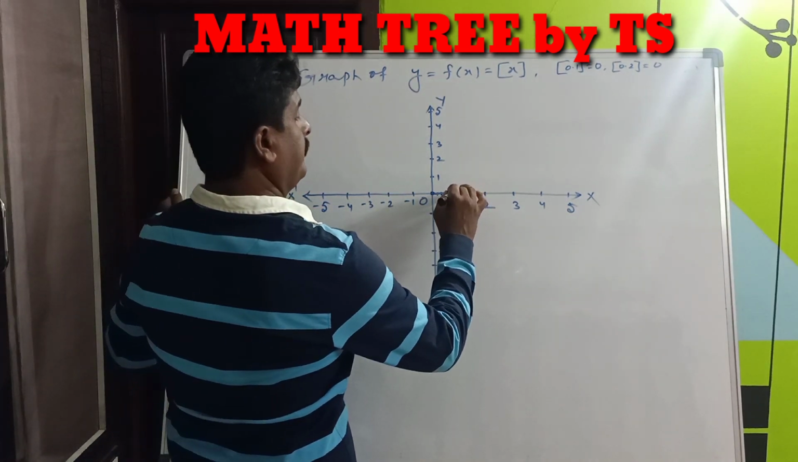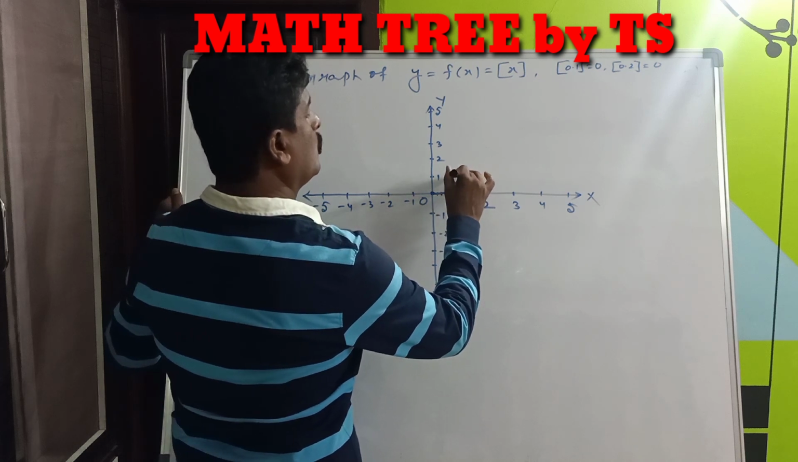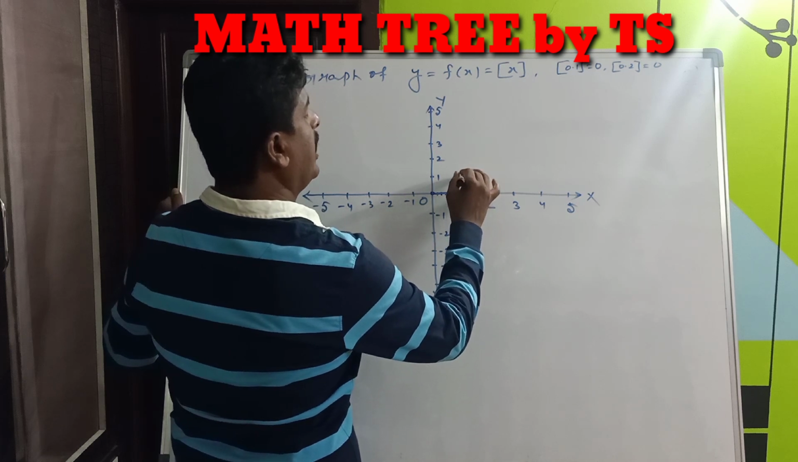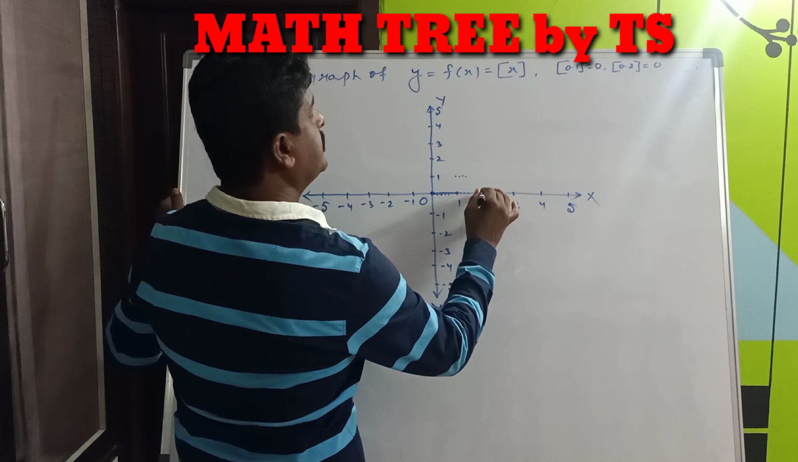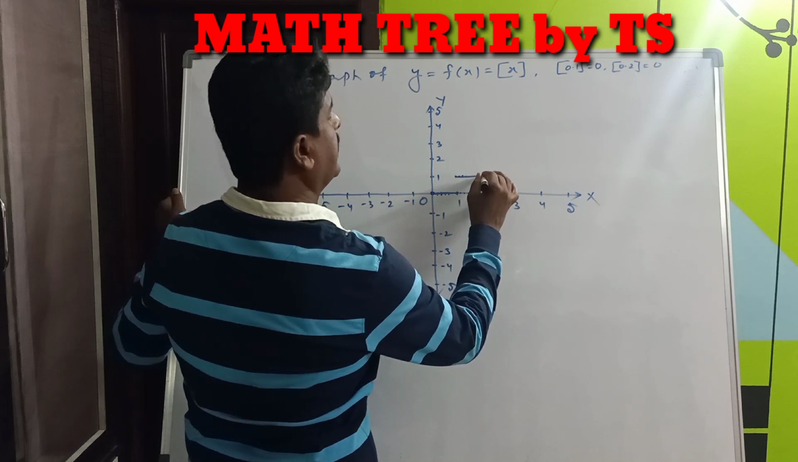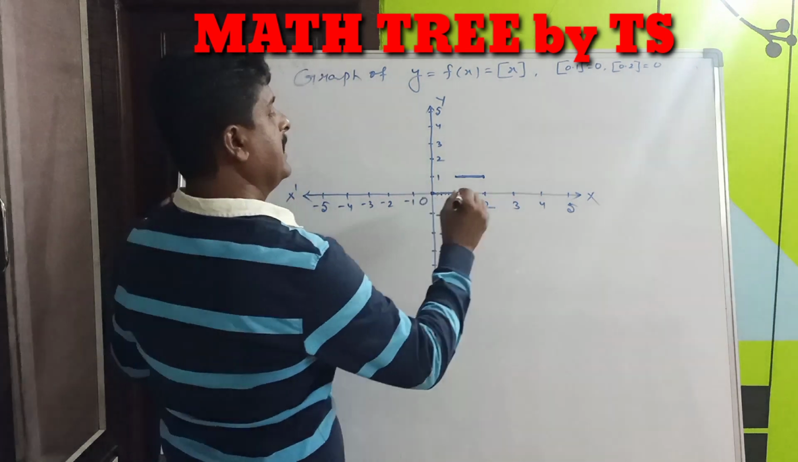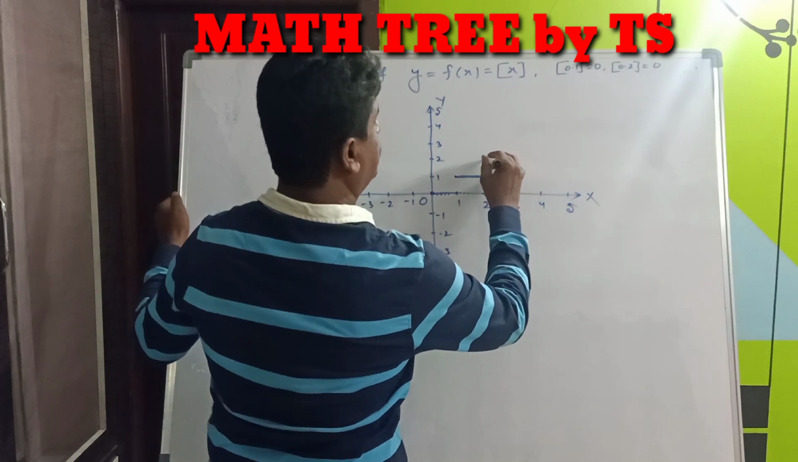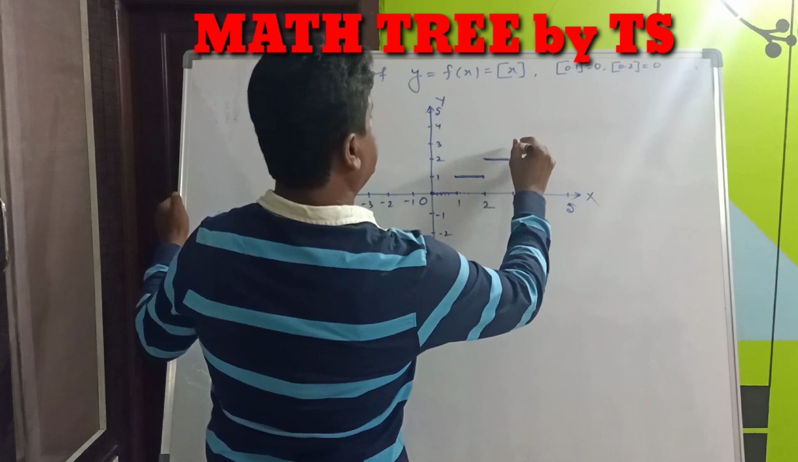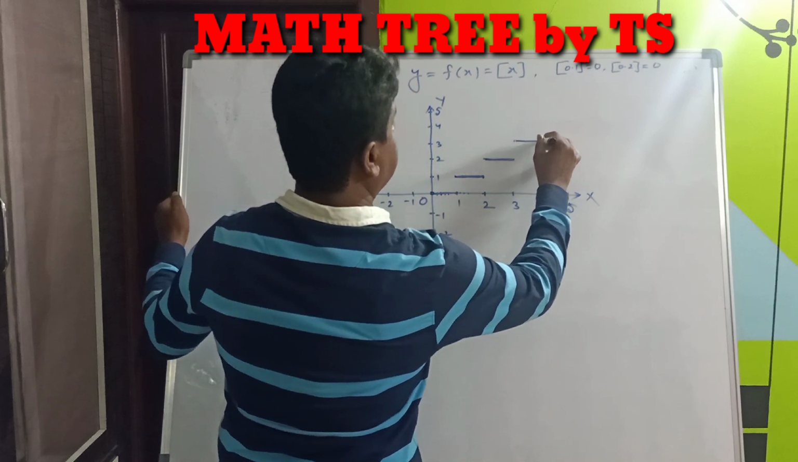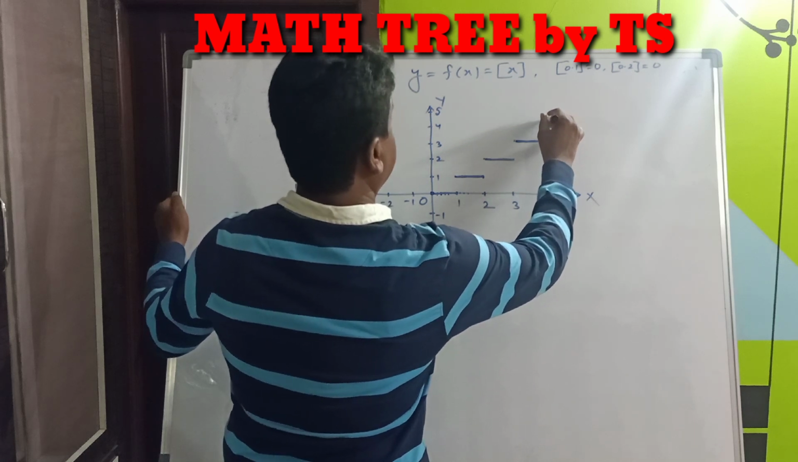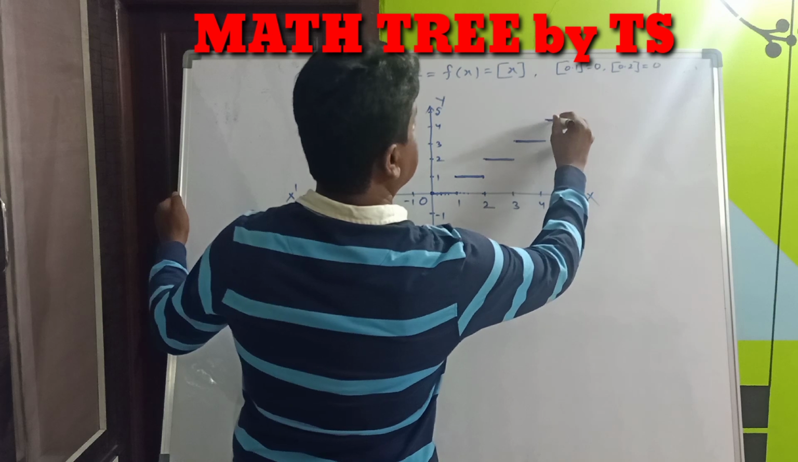Okay. At 1, step 1 immediately goes to 1. Step 1.1 is 1. Step 1.2 is 1. Step 1.3 is 1. Till step 1.99 something, the left side of 2, the graph is this. At 2 it immediately goes up. Till the left side of 3, this is the graph. At 3 again it is 3. Till the left side of 4, it is the graph. At 4 again it is 4. Till the left side of 5, this is the graph.